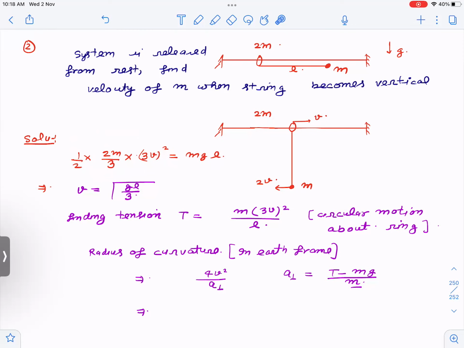Once you get V, you can find the tension. With respect to the ring, this mass will be doing circular motion, so m times 3v whole squared by L. Is there any pseudo force? No, there is no pseudo force. So this is T. The radius of curvature you can again find out very easily. The velocity of this is v, so v squared by the radius is the perpendicular acceleration in this direction, which is T minus mg by m.